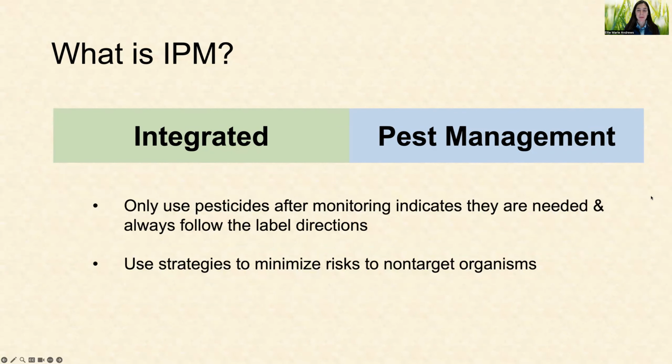Within this IPM framework, you're really only going to use pesticides after monitoring indicates that they're actually needed, and of course, always following the label directions. You're going to use strategies to minimize risks to non-target organisms.